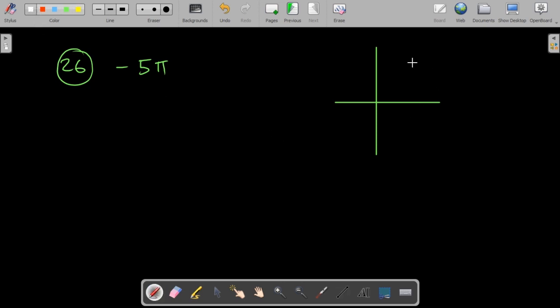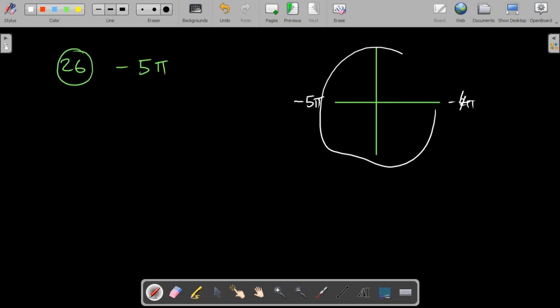So if you count in the anti-clockwise direction, you're going to have negative 2 pi here. And if you take another revolution, you're going to have negative 4 pi. And if you now take half a revolution, here would be negative 5 pi. So you're going in the clockwise direction.